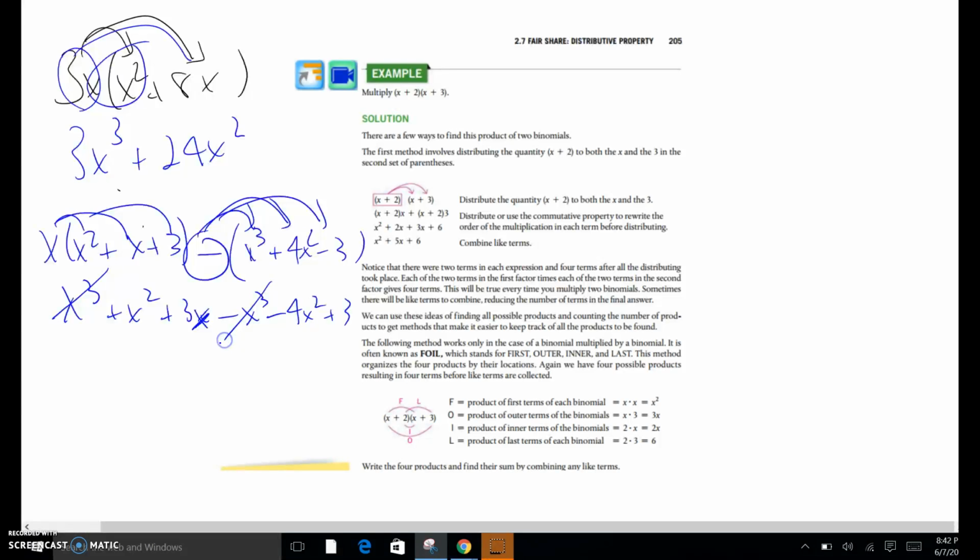Positive cube, negative cube cancel out. I have an x squared, negative 4x squared. So now notice powers do not change because I'm just collecting like terms. 3x plus 3.